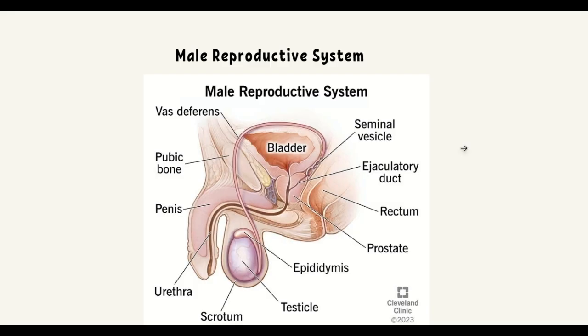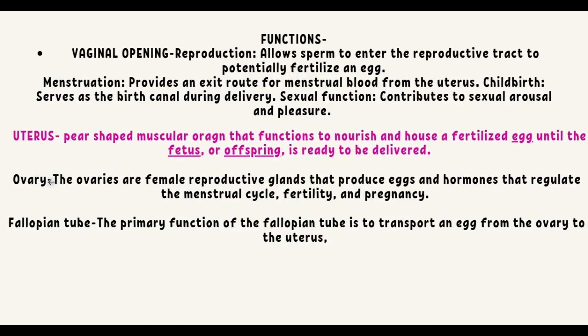Okay, so basically this is the male reproductive system now, and just look at it. This tube right here is called the vas deferens. You have the pubic bone, which is not really too relevant. Then you have the penis, the urethra here, the scrotum, the testicle, epididymis, the prostate, rectum, and then the ejaculatory duct. So basically, this is the male reproductive system. You can just look at both of them and literally compare them.